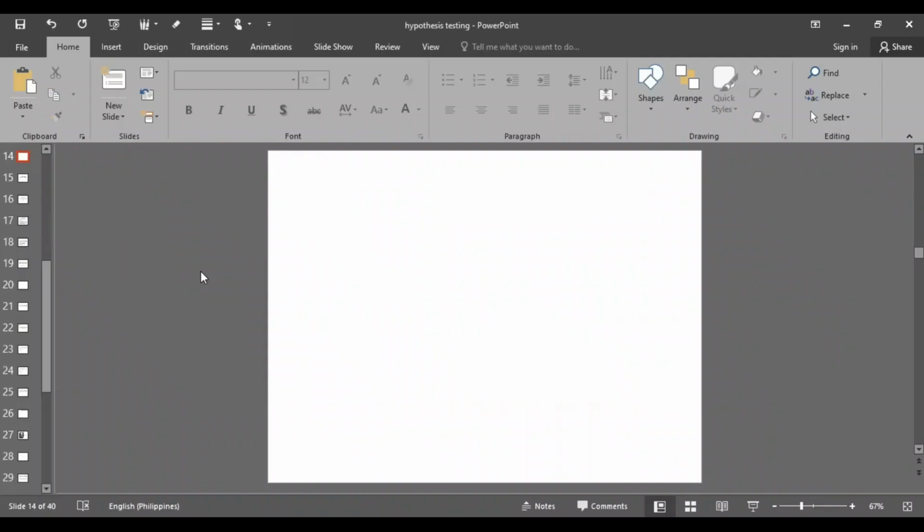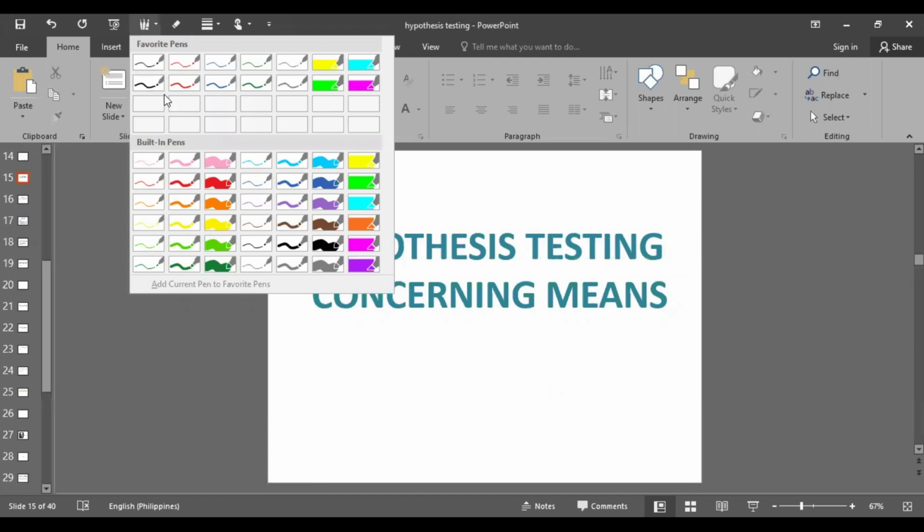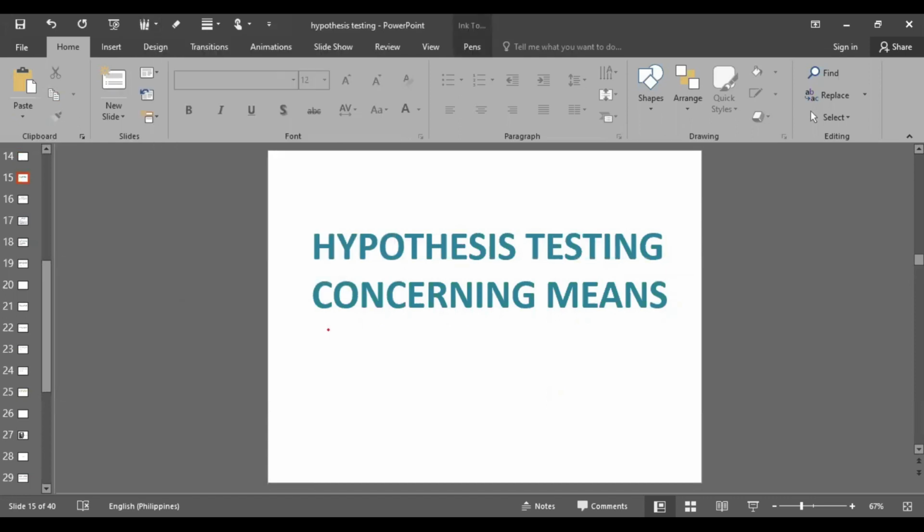Last time, we just focused on stating the null and alternative hypothesis, as well as determining whether it is a two-tailed test, a left-tailed test, or a right-tailed test. We will now apply the method of hypothesis testing focusing on the population mean. So our topic for today is hypothesis testing concerning means. Ibig sabihin, magkakandak tayo ng hypothesis testing para ma-verify natin kung tama ba yung kiniklaim na mean or hindi.